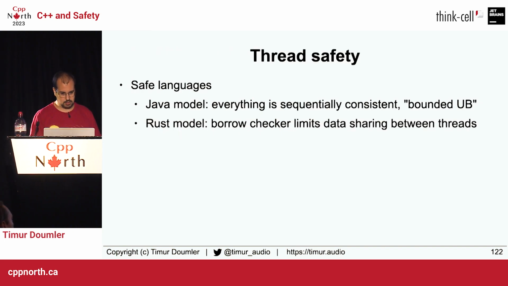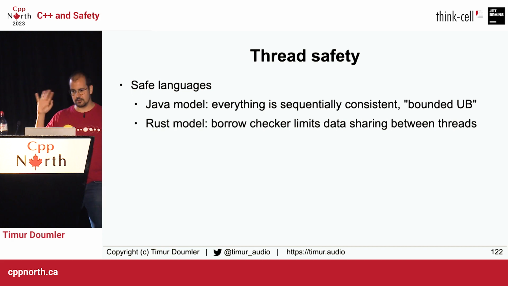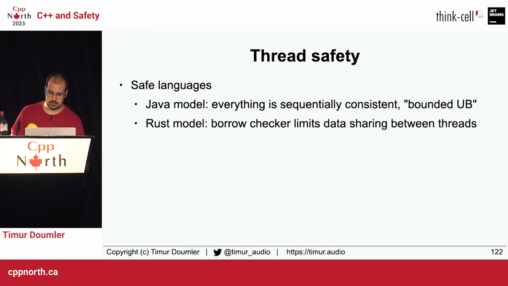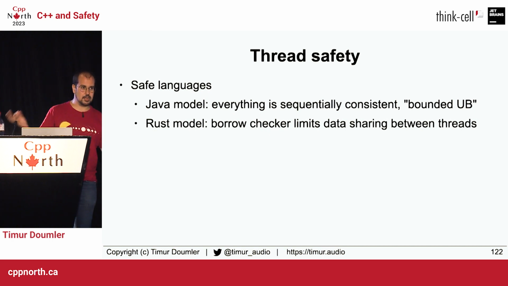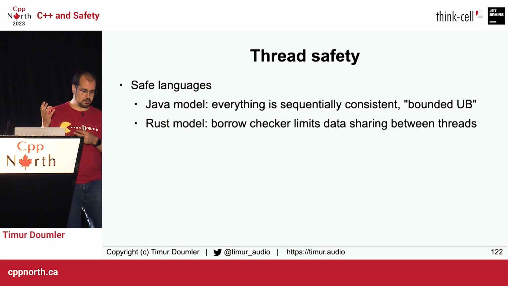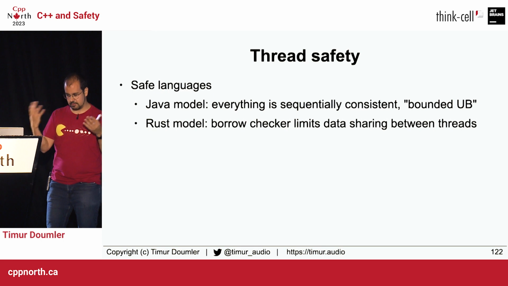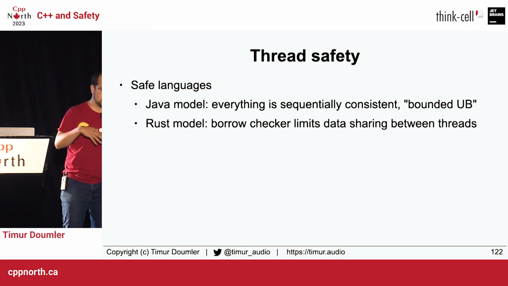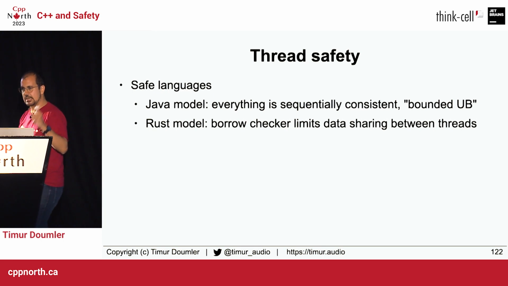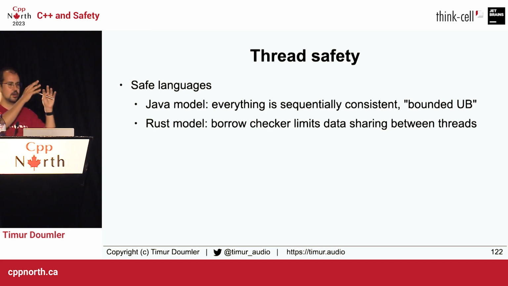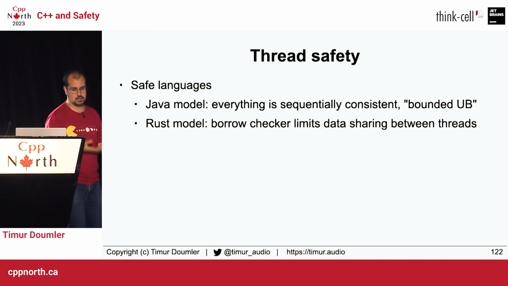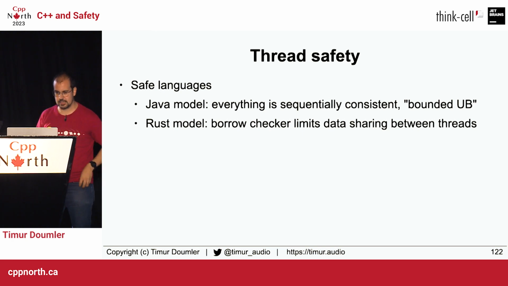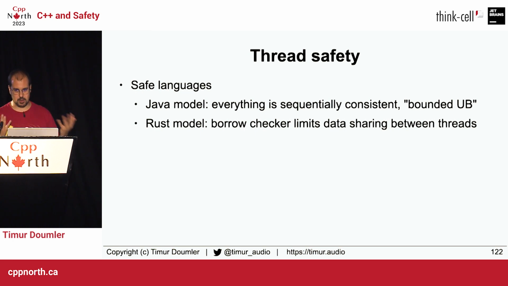So safe languages handle this in very different ways. In the Java model, basically everything is sequentially consistent, atomic access, and so you don't have data races. You can have weird stuff. If you read and write values from different threads simultaneously, you get torn values, very inconsistent values. But it's kind of bounded UB, right? It's not going to bring down your Java VM. You're just going to have weird, wrong values. That's kind of the worst thing that can happen. So it's not really safe in that sense, but at least it's not unbounded UB in the sense that C++ does.